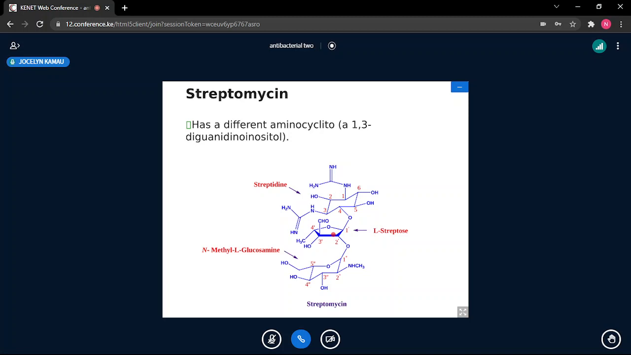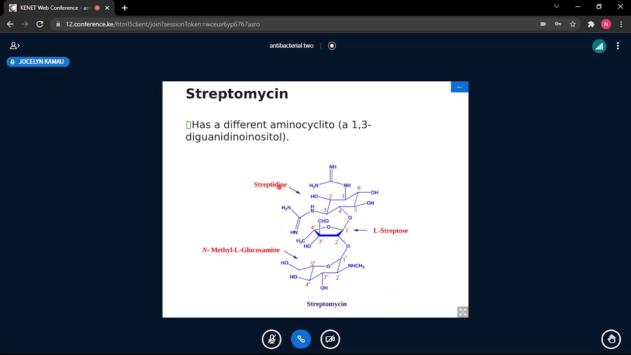So there is some structural difference in the sugar, in the 5-membered sugar, and indeed the one which is found in streptomycin is called L-streptose. Now, of importance that we need to note is, of course, the arrangement is different, and even the type of the aminocyclito, as we can see here, is different.